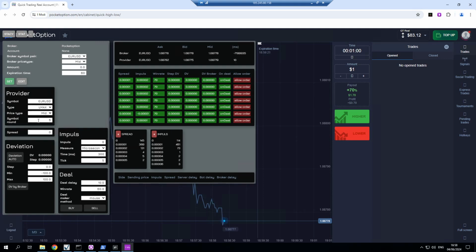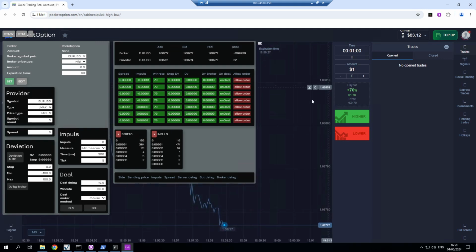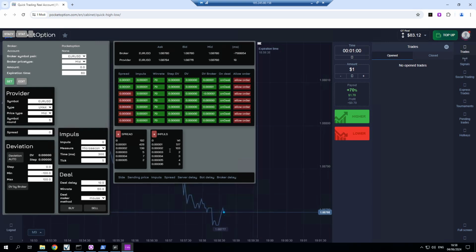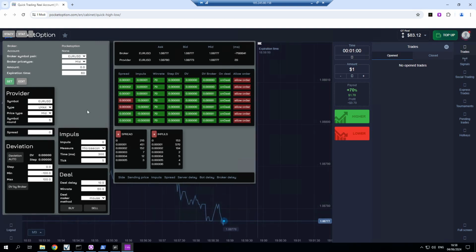Next function. The number 5. This is the rounding of decimal places. That is, we are trading on the EURUSD currency pair. It has 5 decimal places. After the decimal point, 5 digits. So it is logical for us to round to 5 digits. It will be convenient for us to look at our statistics and so on here. Now we will proceed. The next parameter is in charge of initiating trades.